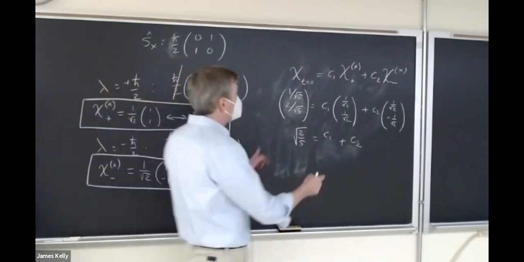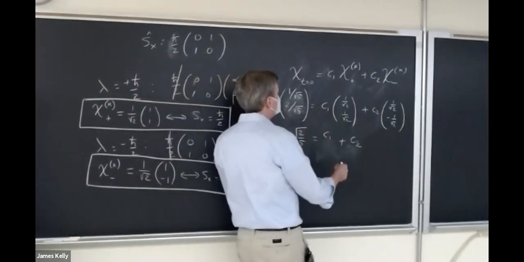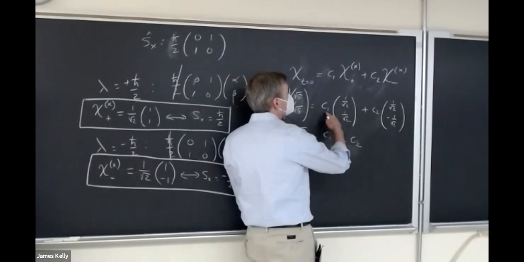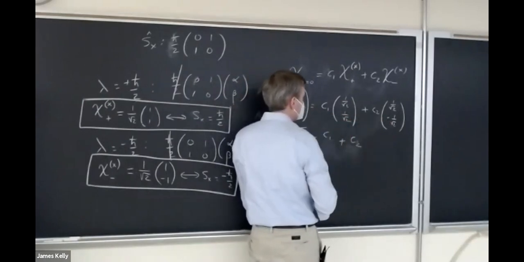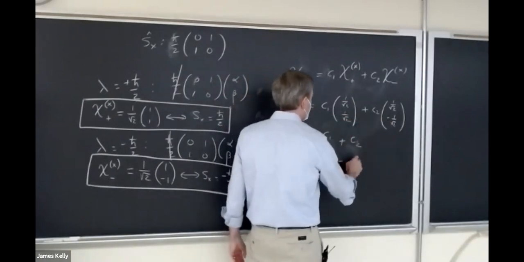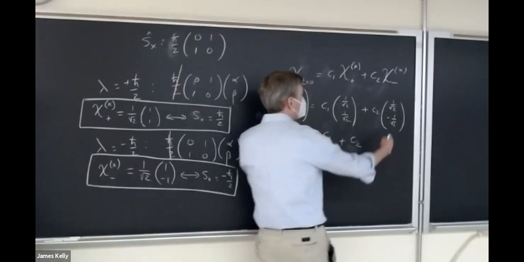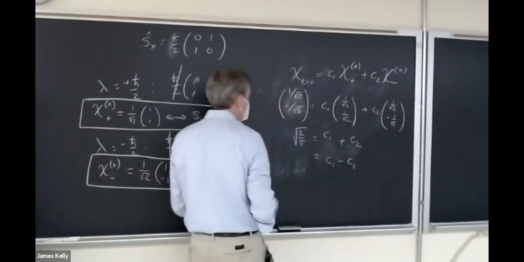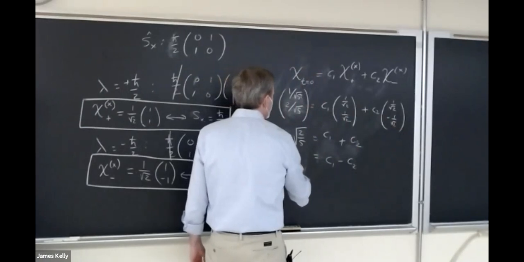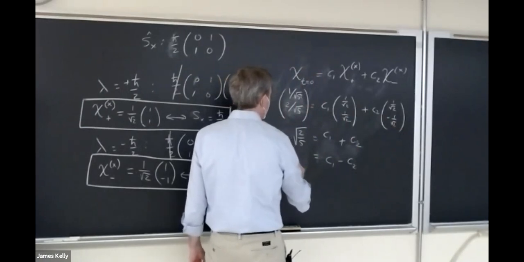And doing a similar trick for the downstairs equation, I have C1 minus C2 on this side. Let's multiply both sides by root 2. I get a 2 times root 2/5.